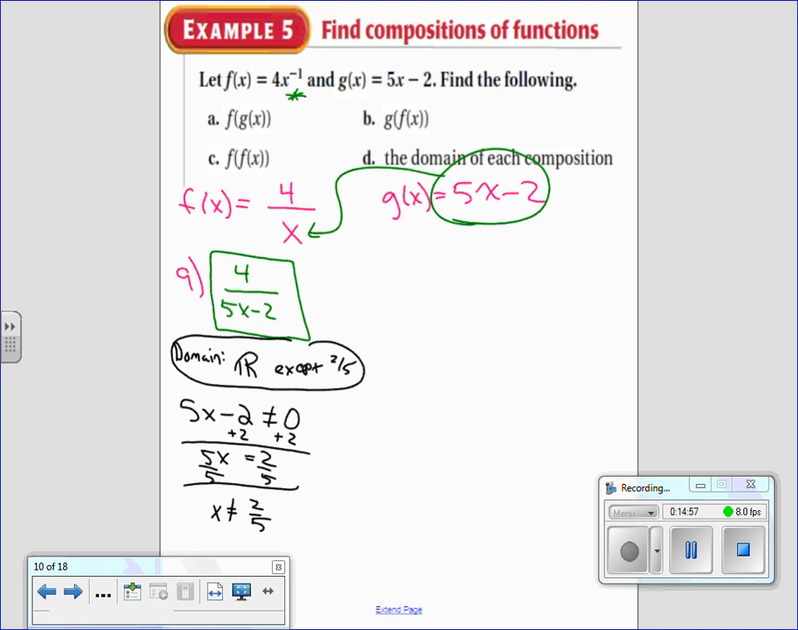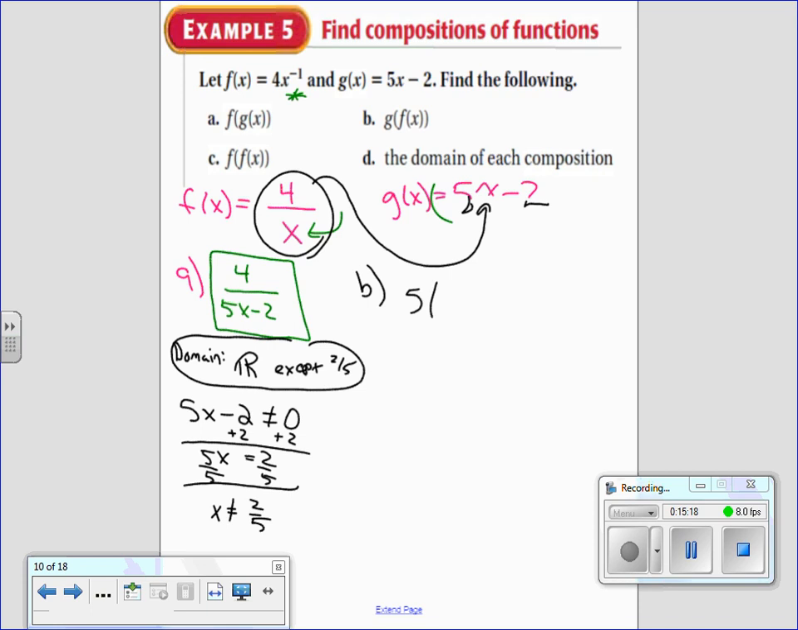All right, part B, g of f of x. So who am I circling and where is he going? I shouldn't make so many lines. I'm going to circle equation f, and I'm going to put it in equation g in place of x. I accidentally erased part of my equation g, but I think you know what it is. It's going to be 5 times 4 over x minus 2.